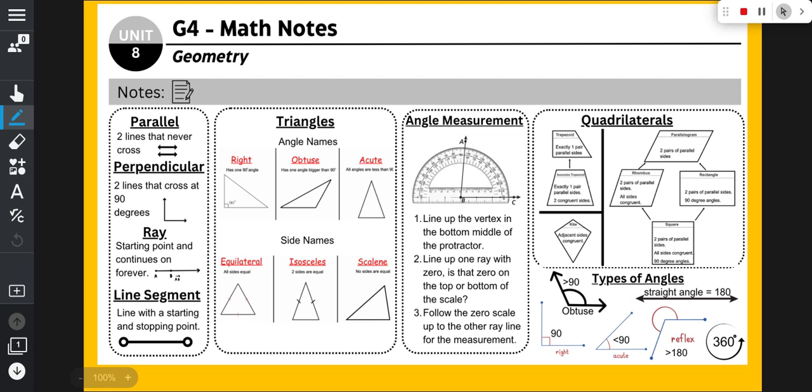Welcome to Unit 8 of 4th grade math. This unit is all about geometry, and it is jam-packed with information that you are going to need in this unit. Make sure you have this note sheet handy as we're going to talk through some of this information. We're also going to have lots of additional notes, so make sure that notebook is ready. Here we go.